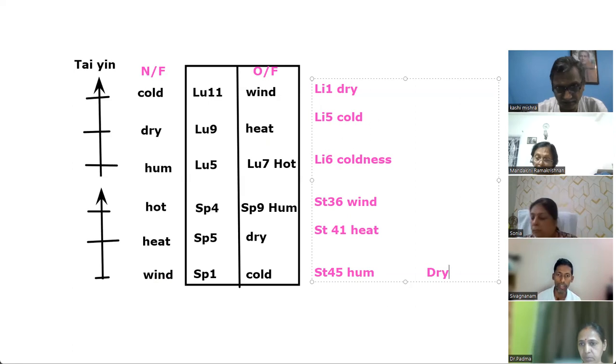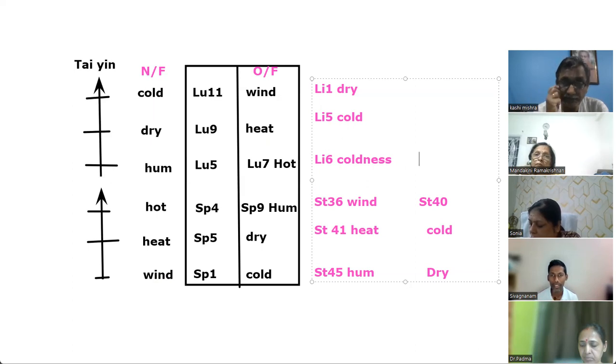Dryness. Dryness should be sedated. And what will this be? Cold. The point for coldness should be Stomach 40. Stomach 40, yes. ST40 is coldness. Now you people have become very smart. Very good. Excellent. Very good. Now you have understood, there is no need to do anything.